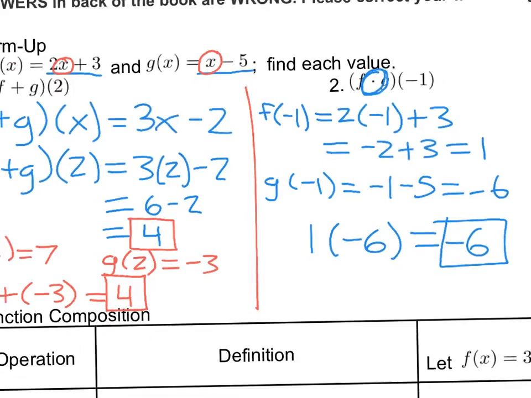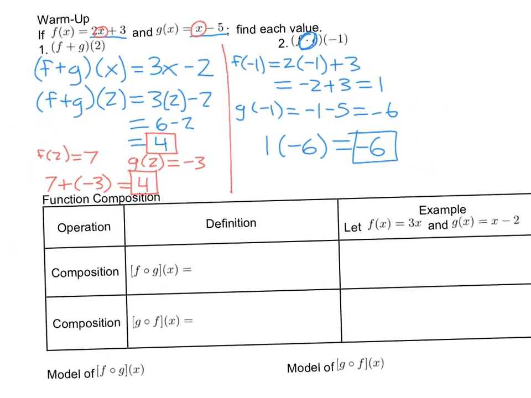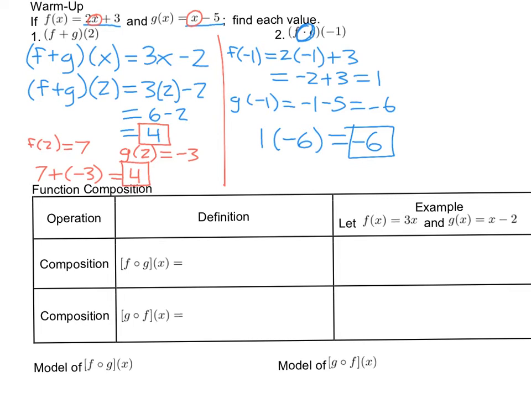Okay, the next thing we're going to learn is a composition. So if you look at the symbol, that open circle, that's not multiplying, that means composition. So the way I read this is f compose g of x. And all that means is you're going to take g of x and plug it into f of x.